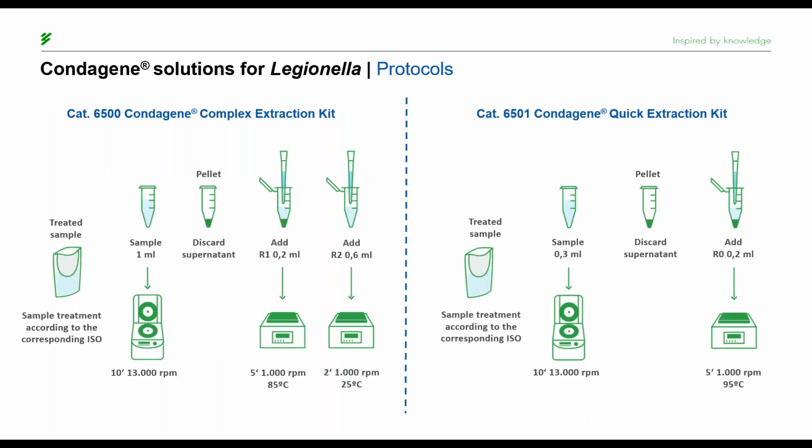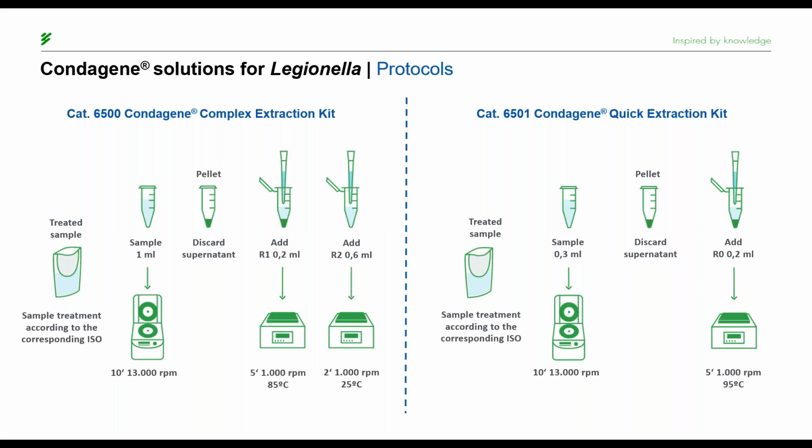We continue with what would be the detection of Legionella by qPCR using Condagene. The first part that we mentioned is extraction and then detection. So for the extraction, we have a step-by-step protocol for each of the Condagene extraction kits. On the left, we have the complex kit, and on the right, the quick kit. In both, the indications of ISO 11731 for the treatment of the sample must be followed. With the treated sample, extraction would be performed and the filtration elution, of course.